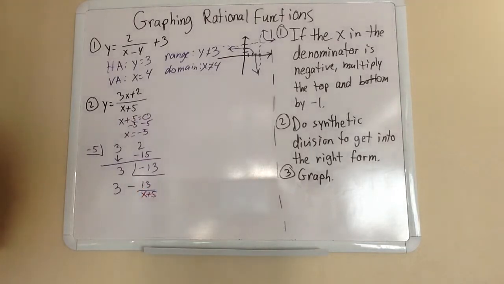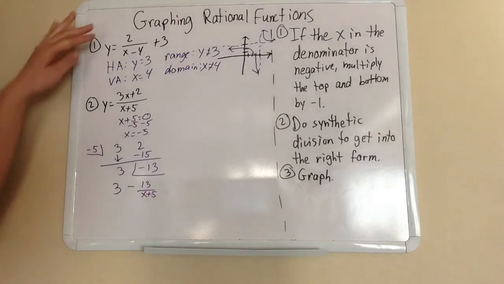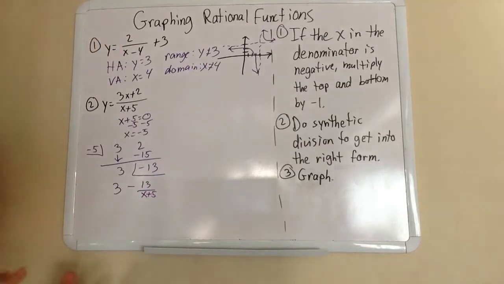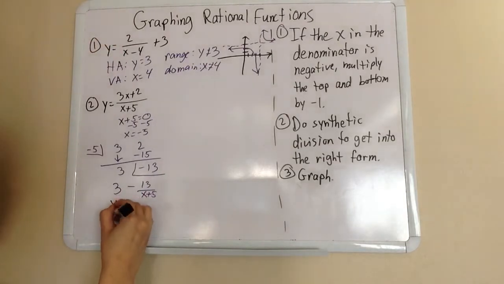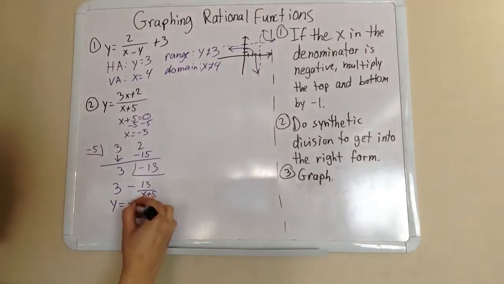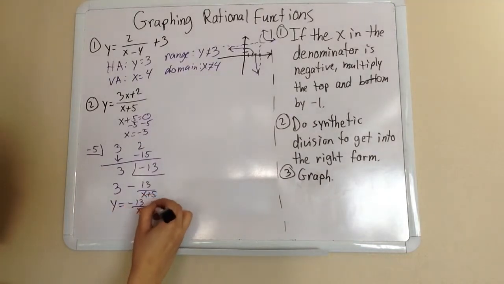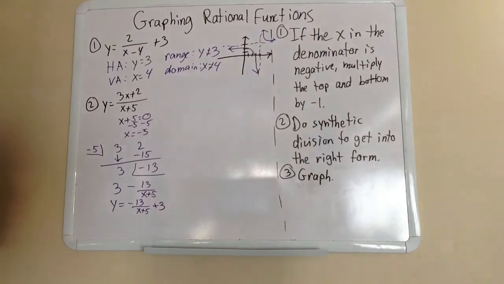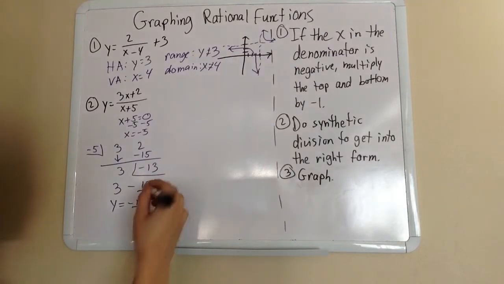From here, this is still not quite in the same form as this, so we're just going to flip them around to make them in the right form. So it's going to be y equals -13 over x plus 5 plus 3. Now we can find everything and graph and all that stuff. So I'm going to write it up here.